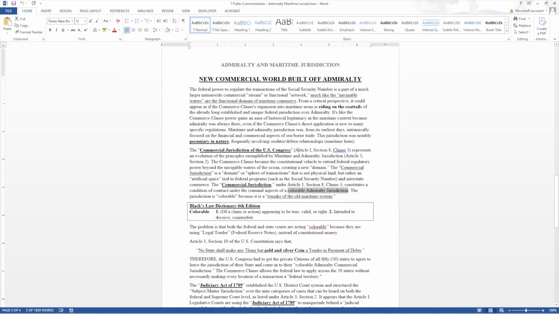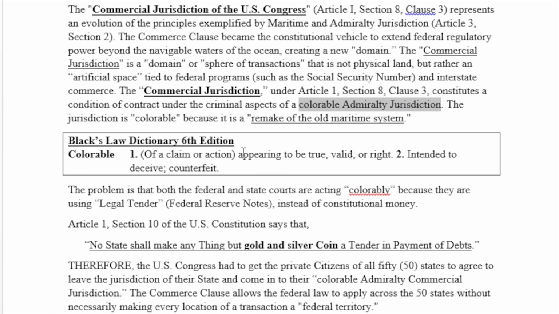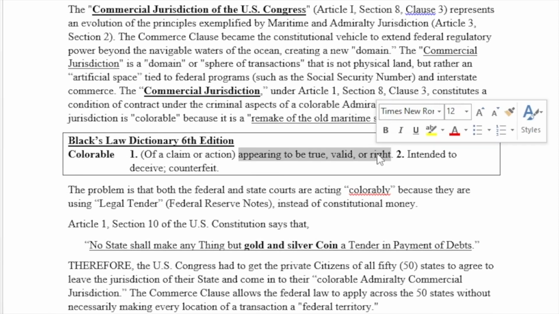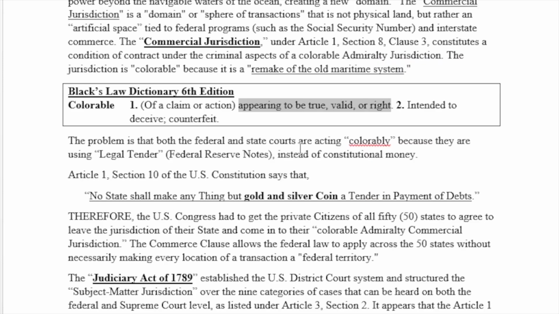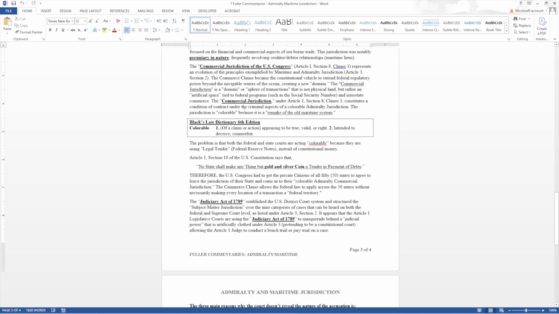Article 1, Section 8, Clause 3 describes a colorable Admiralty jurisdiction. And we looked in Black's Law what colorable means. It means appearing to be true, but it's intended to deceive. The commercial jurisdiction constitutes a condition of contract under the criminal aspects of a colorable Admiralty jurisdiction. The jurisdiction is colorable because it is a remake of the old maritime system. It's just made new and expanding Congress's commercial jurisdiction.